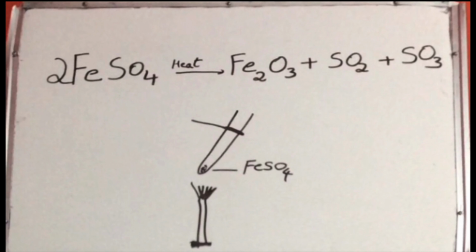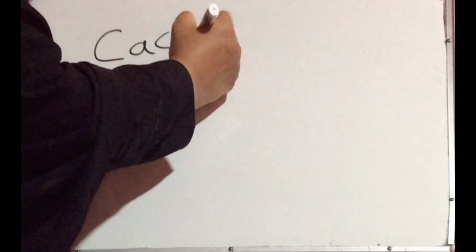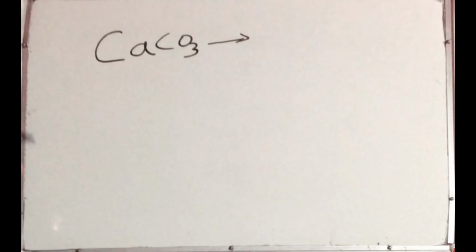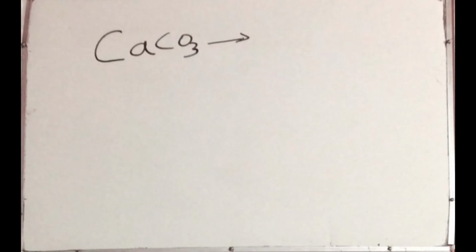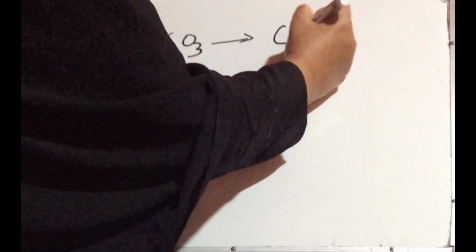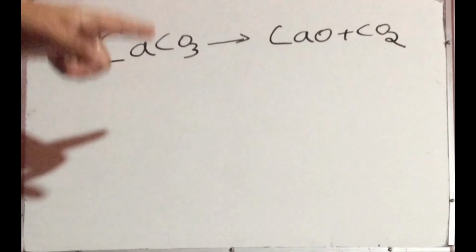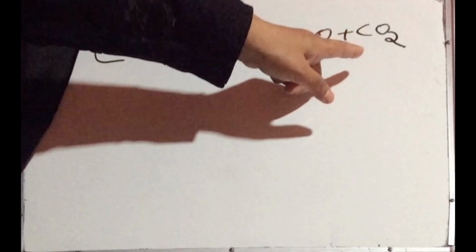Another example is heating of calcium carbonate. The chemical formula of calcium carbonate is CaCO3. When you heat calcium carbonate, it will decompose to give calcium oxide and carbon dioxide. So CaCO3 on heating gives CaO plus carbon dioxide.